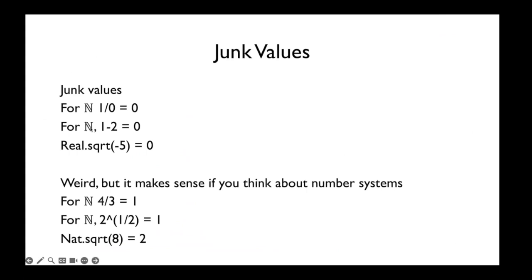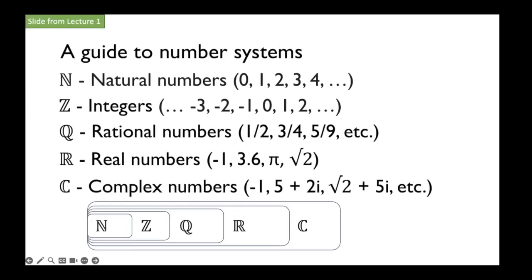But that one might seem bad, but this one seems even worse, right? 1 minus 2 is equal to 0. What is that? Well, basically, anytime you have natural number subtraction, and if it's x minus y and y is greater than x, then the result is going to be set to 0. Because coming back to the number systems, the natural numbers don't include negative numbers.